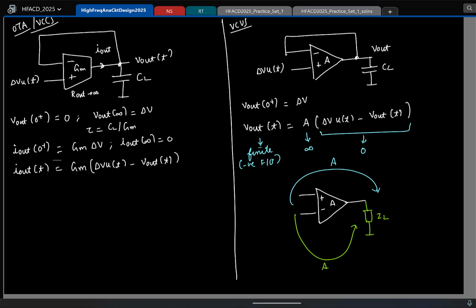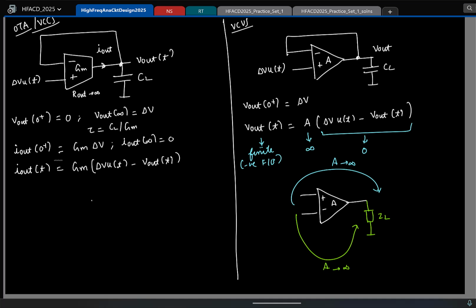Now, if this was an ideal op amp, this gain will tend to infinity. And when I say it tends to infinity, the gain is infinity across all frequencies. Irrespective of what you put at the output, the gain is infinity across all frequencies. So that's why this is one single number A, which is infinity. Since it is infinity across all frequencies, this fellow can respond instantaneously and change the output to the step delta V u of t.